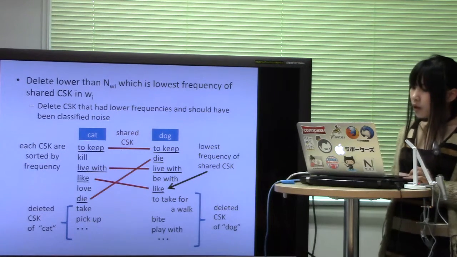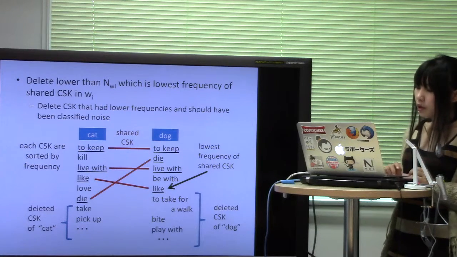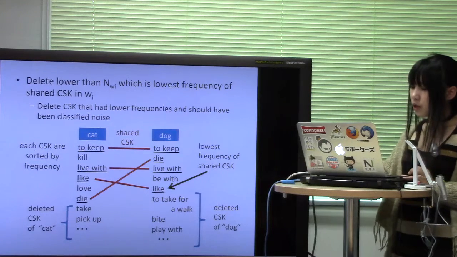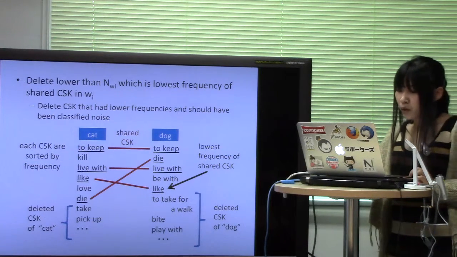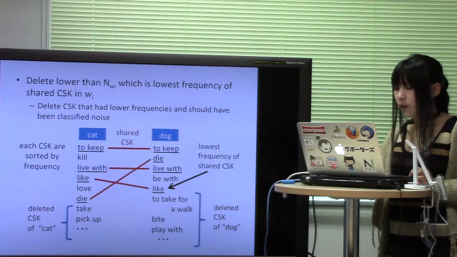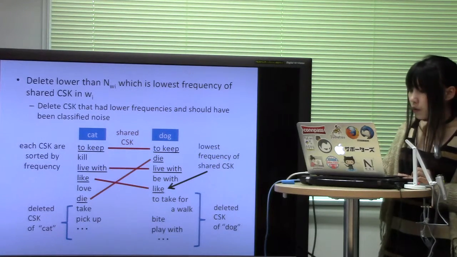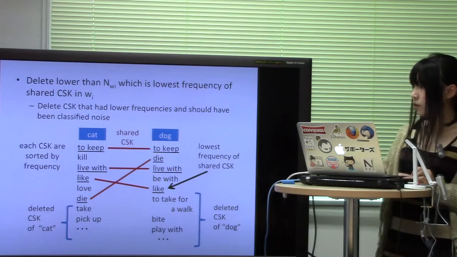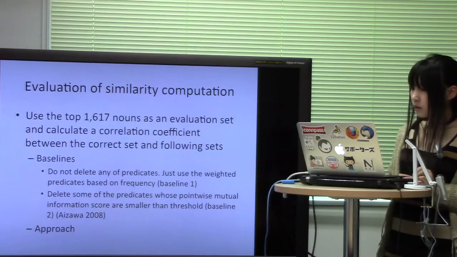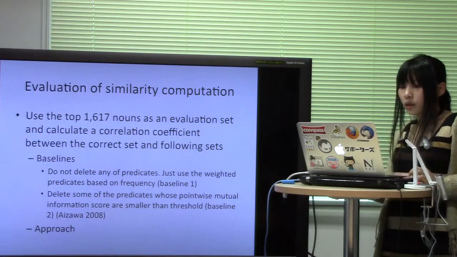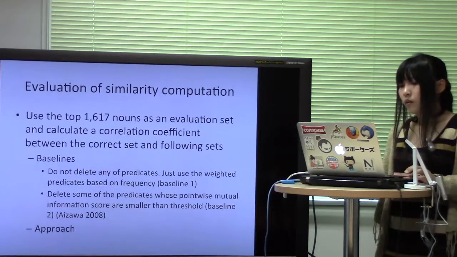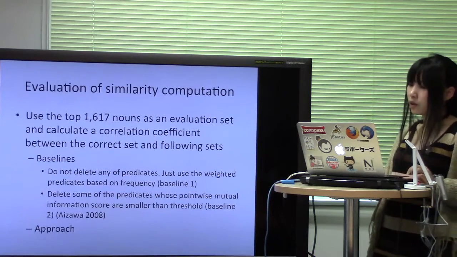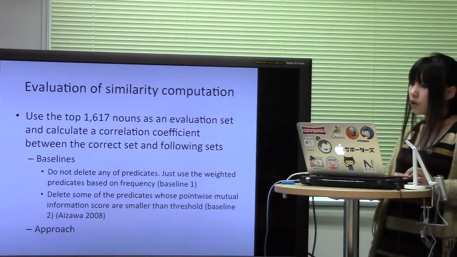Therefore, we deleted inappropriate common sense knowledge with frequency lower than the lowest frequency of shared common sense knowledge in each noun, such as to take for a walk, bite, and play with. We compute the transaction of similarity computation at this point. So we use the top 1,617 nouns as an evaluation set and calculate a correlation coefficient between the correct set and each set.